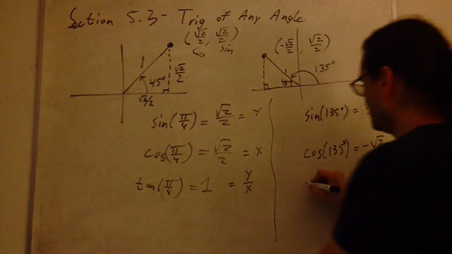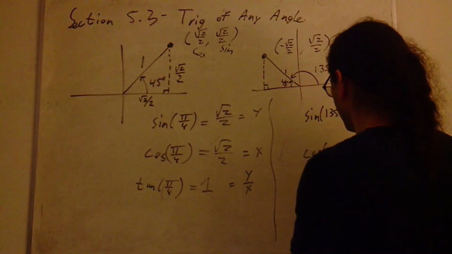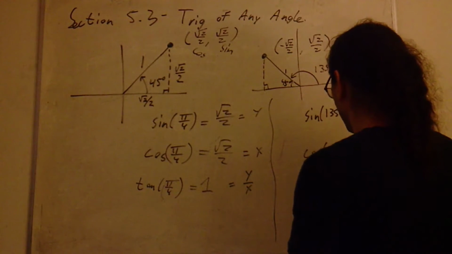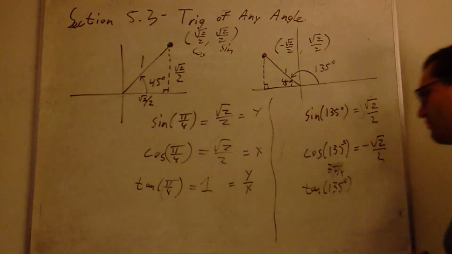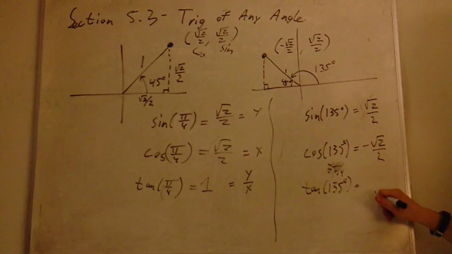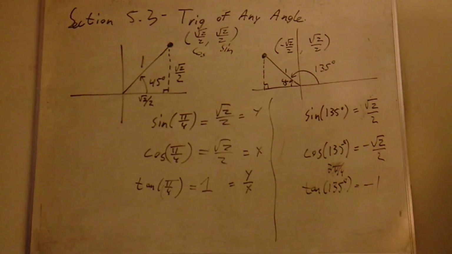And the tangent of 135 degrees, which is 3 pi over 4, if you're wondering. 3 pi over 4 is the radians here. The tangent would be this divided by this, which is negative 1.